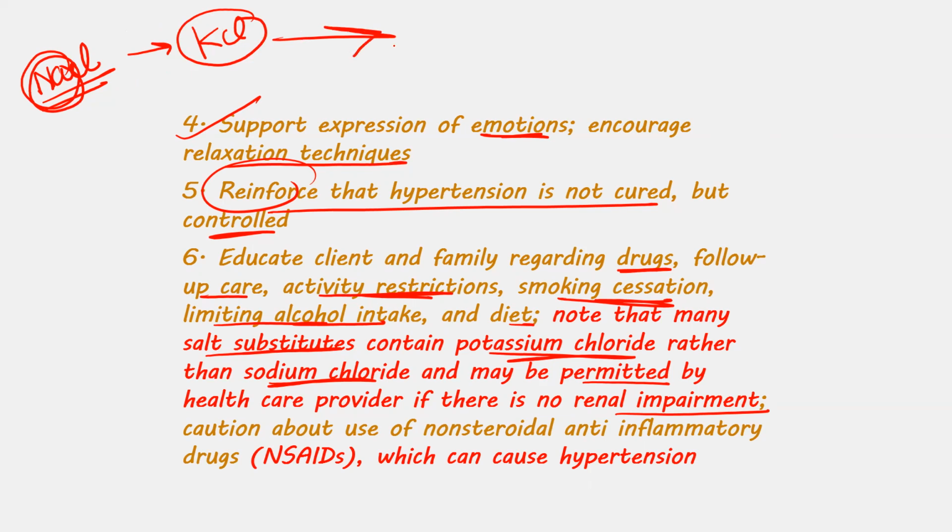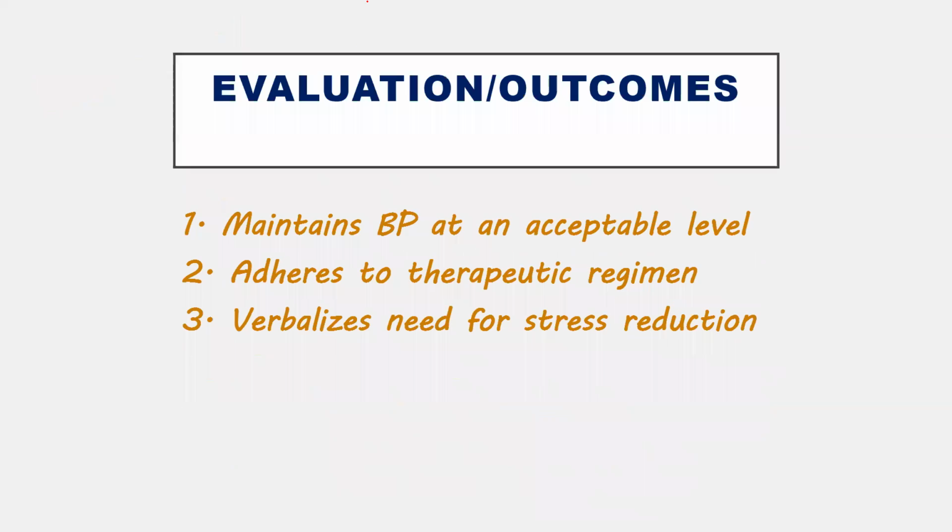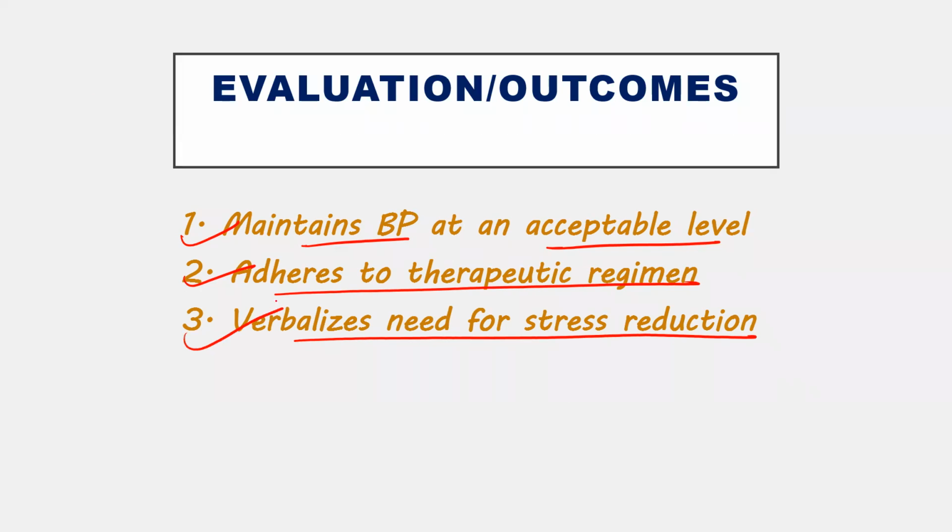But here we have to remember that the patient should not have any renal disease, because if the patient has renal disease, the potassium level can increase and it can lead to further complications. Now moving on to the evaluation or outcome. So what we expect at the end: that the patient maintains BP at an acceptable level, adheres to the therapeutic regimen, and verbalizes needs for distress reduction. When the patient follows all these things, then the nursing care is successful.